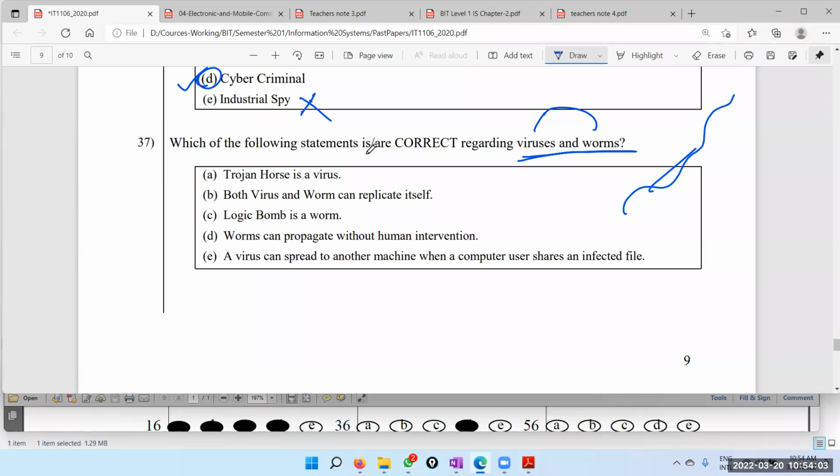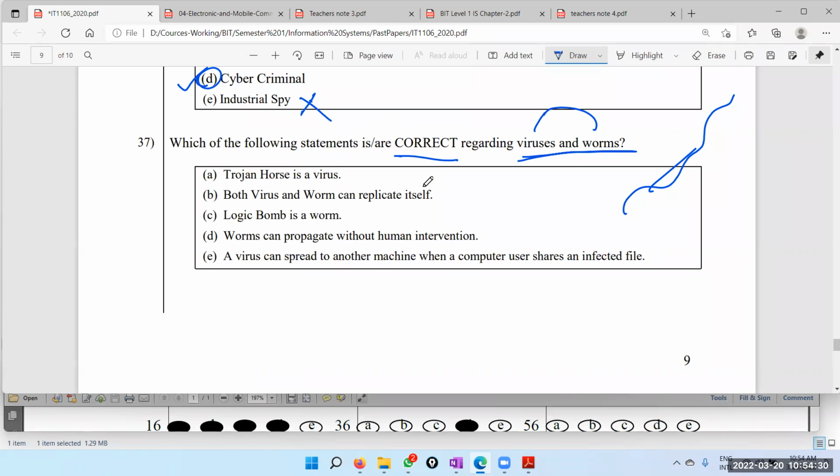Which of the following statements is correct? Trojan horse is a virus. So basically, virus means doing a bad thing and spreading itself with the help of others. Okay. So usually Trojan horse, can we take it as a virus? Because we ask people to install it, right? We as humans.